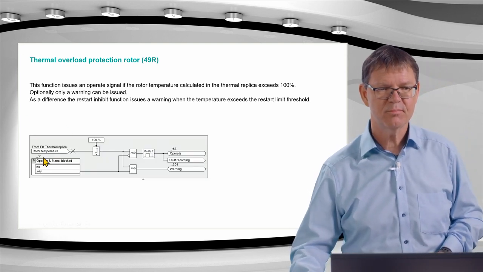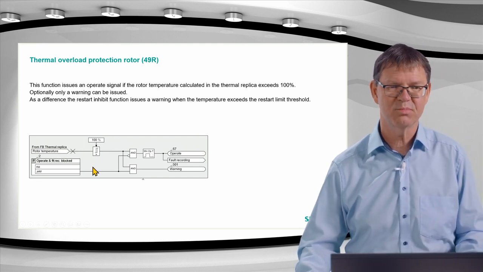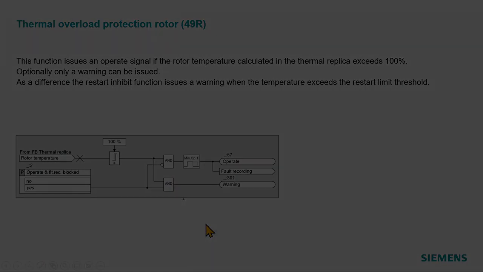I have here the rotor temperature coming from our thermal replica, which we discussed before. Then I have this threshold of 100%, and if we exceed this 100%, then at the end I will give here an operate signal, and yeah, that's it. I will trip then the circuit breaker. I can use the option only warning. That means here operate and fault record is blocked. Yes, then I will block that part here, so there will be no fault record and no operate signal. I will then get the warning signal when I exceed this threshold at the end.